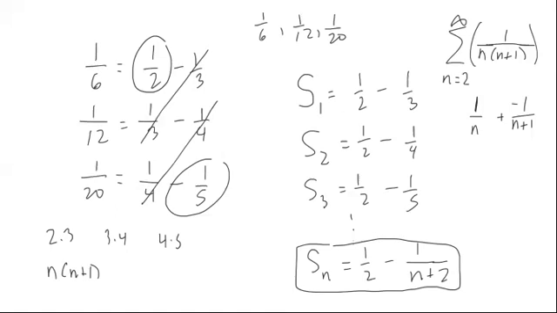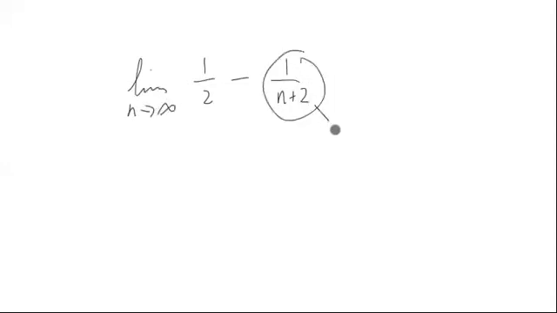Now we can take the limit of S sub n in order to find the sum. Do you see what it is as n goes to infinity? Well, this part right here goes to 0. So we end up just getting 1/2. So the sum of all of those is simply 1/2. And that's the way we can define a sum as we keep going in that manner.